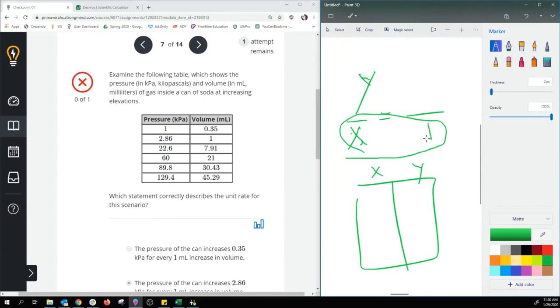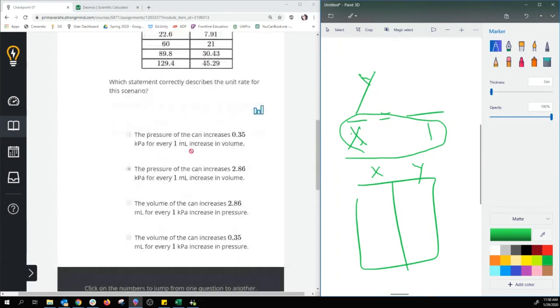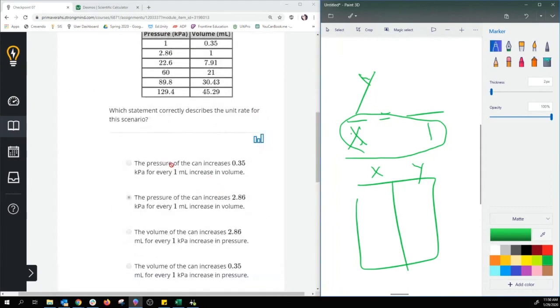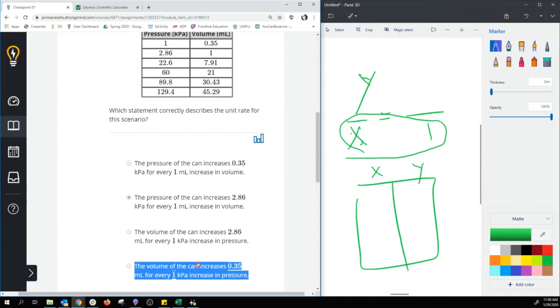I want to have a 1 in my denominator, right? So that means that for every 1 pressure, I get 0.35 milliliters in volume. So when I look through here, I'm looking for every 1 pressure, I get 0.35 milliliters of volume. So the volume of the can increase 0.35 milliliters for every 1 kPa of pressure.